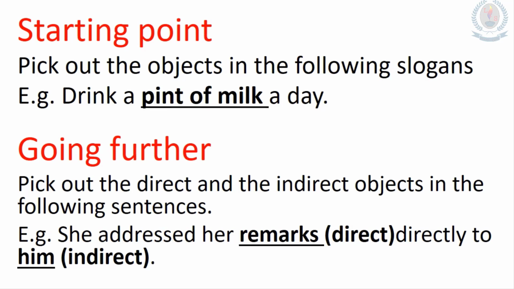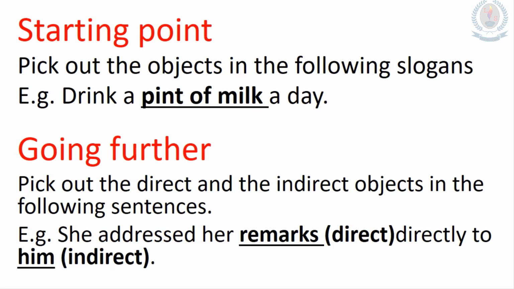Drink a pint of milk a day. Oh my God, where is the subject here? Don't worry, children. This is a command. A command hasn't got a subject. There is a hidden subject. Imagine you drink a pint of milk a day. You is not shown here because it is a command. Commands start with a verb. Drink a pint of milk. Drink what? A pint of milk. Then a pint of milk is the object. In that way you can find the objects of slogans and other sentences.